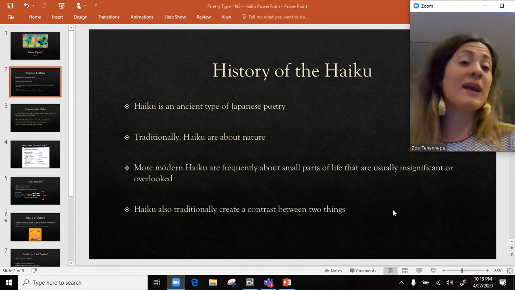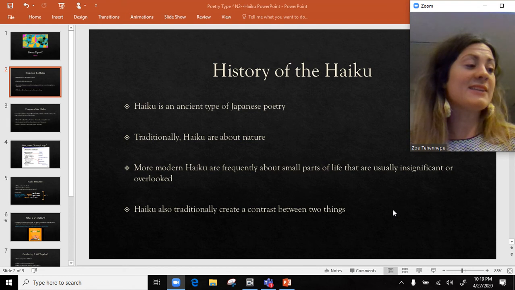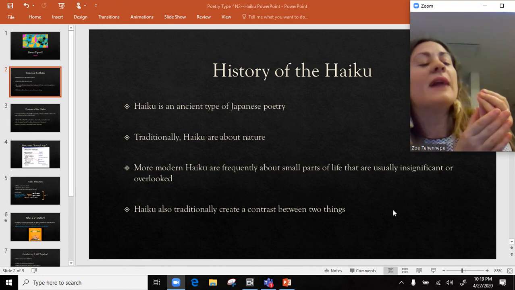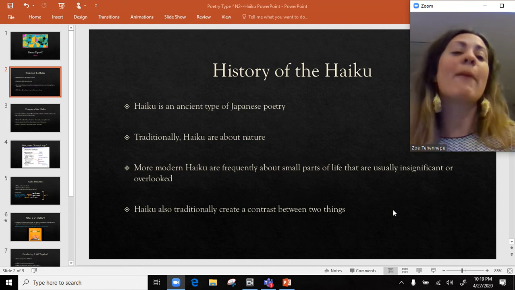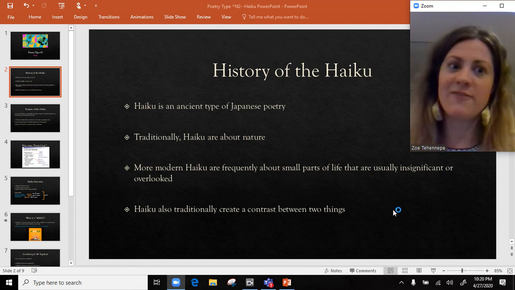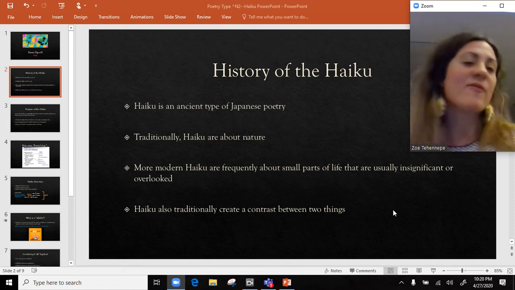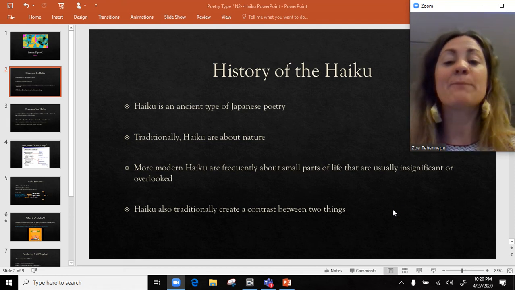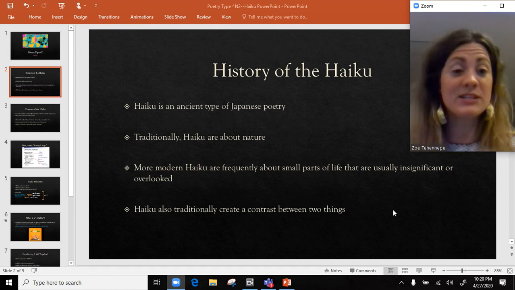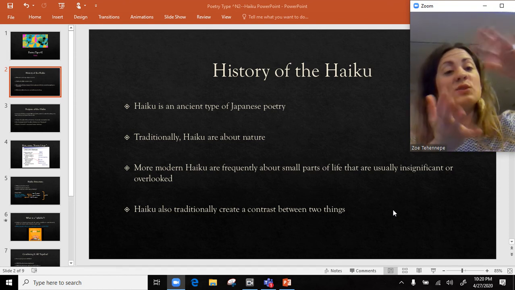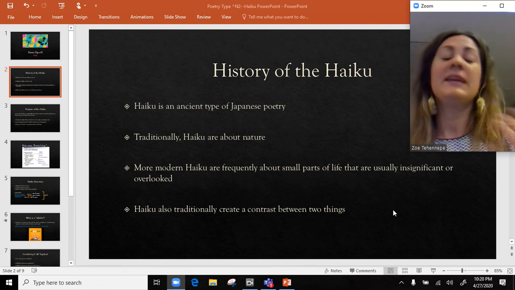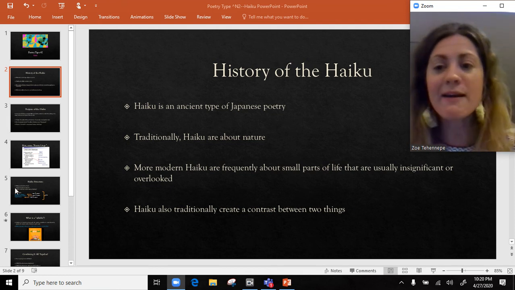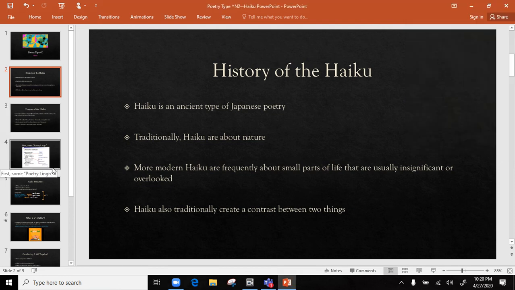They're about some beautiful part of nature, okay? Or some ugly part of nature. It doesn't matter. Whatever you like. But traditionally, haiku would be about nature. More modern day haiku poems talk about a little moment in life. Just a little snapshot of something that is typically sort of insignificant, something that you wouldn't expect to have a poem written about, okay? Another thing that haiku traditionally does is that it contrasts two different things. And this, I would say, is like the upper level of haiku. It's the trickier thing to pull off.